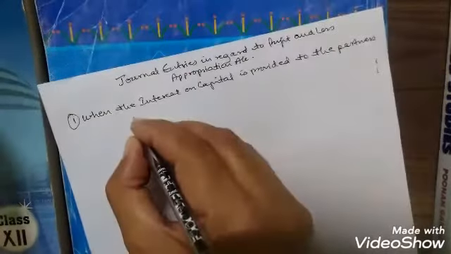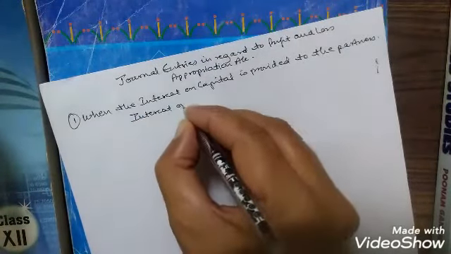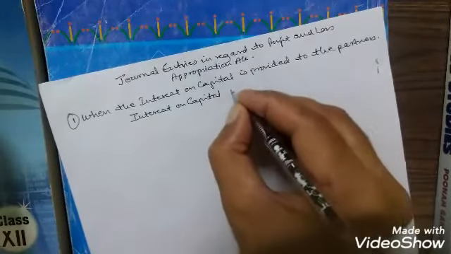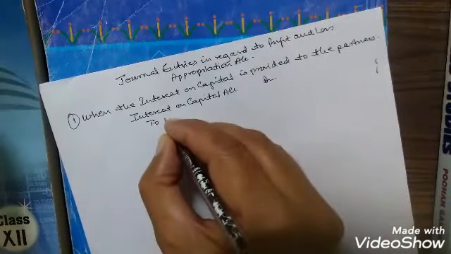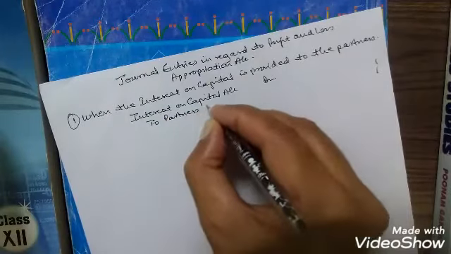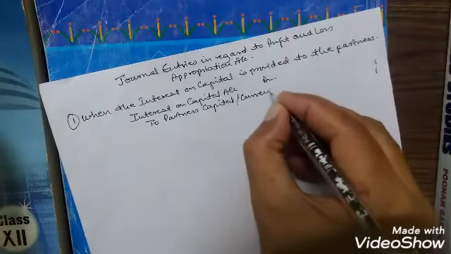The journal entry will be: interest on capital is an expense, it will be debited. Interest on capital account debit to partners capital or current account. Interest on capital is an expense and all the expenses are to be debited. Therefore, interest on capital will be debited. This interest will be received by the partners and the receivers are to be credited. Therefore, partners' capital or current account will be credited.